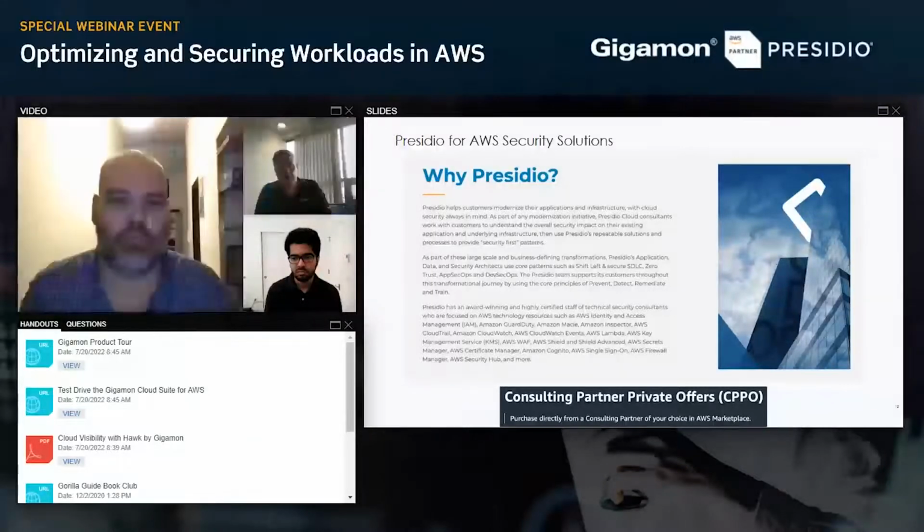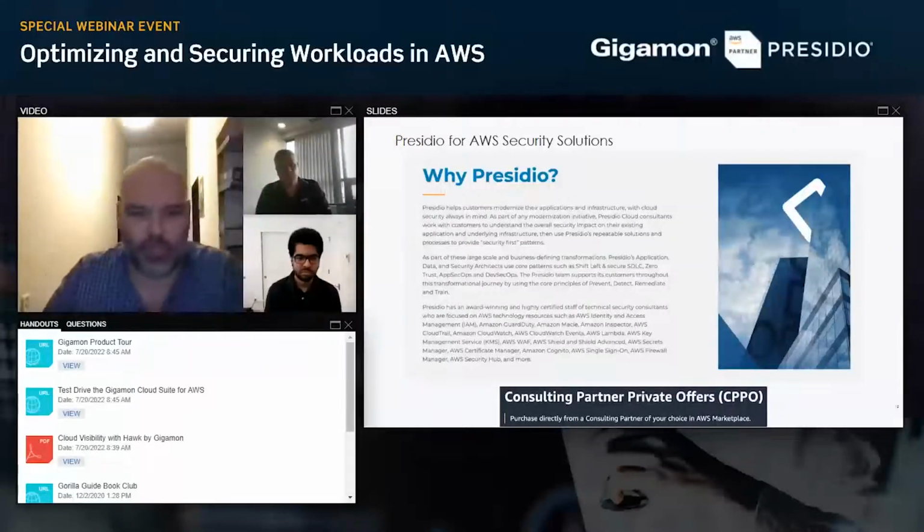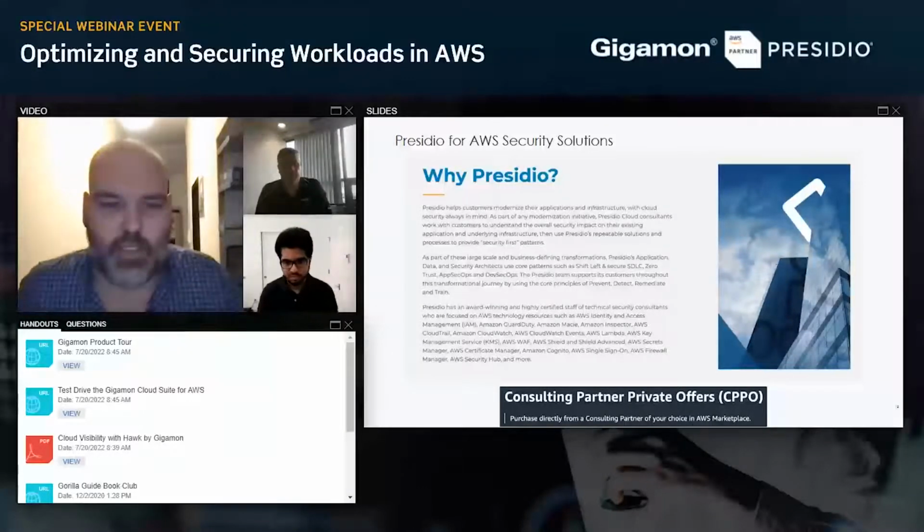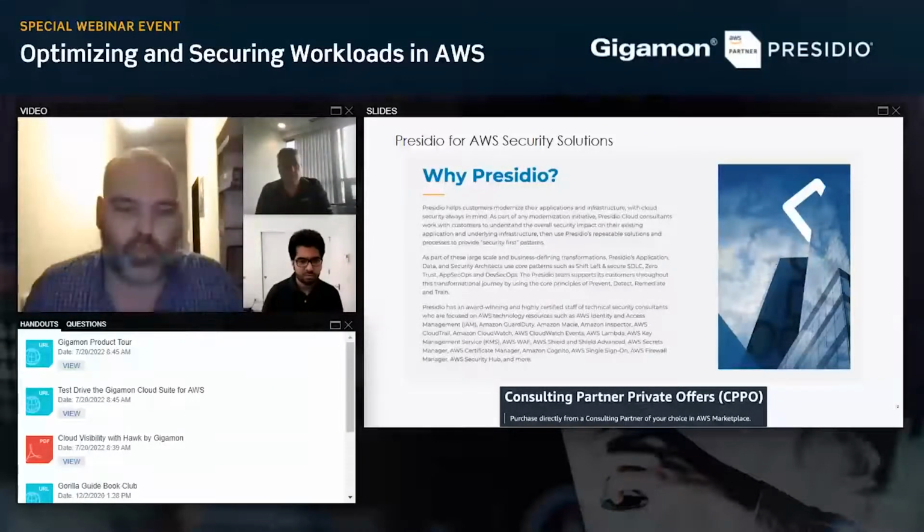Yep, it's key. I mean, you couldn't have said it better. Having almost your own curated AWS marketplace. I mean, Gigamon is in the CPPO program as well. So yeah, that was great. Thank you, Jonathan.